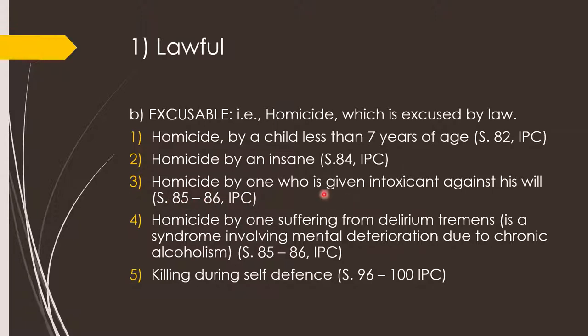So if a person is given an intoxicant against his will, and if he has done homicide under the influence of that intoxicant, he will be excused. And homicide by one who is suffering from delirium tremens is also excusable, section 85 to 86 IPC. So delirium tremens, as you all know, is a syndrome which involves mental deterioration due to chronic alcoholism. Section 96 to 100 defines killing during self-defense.